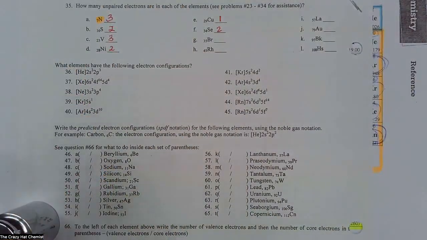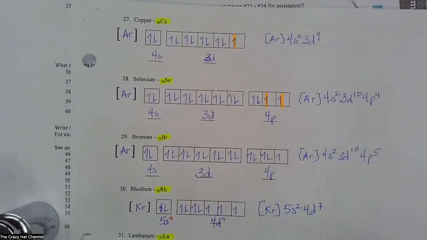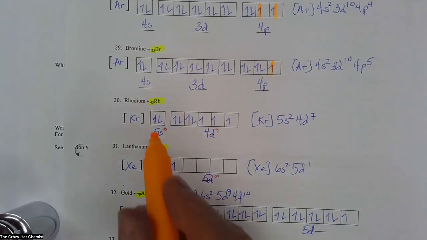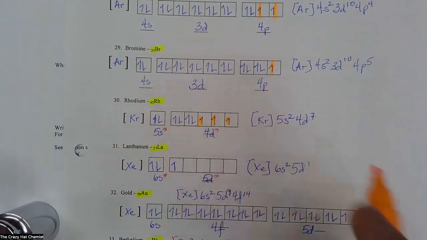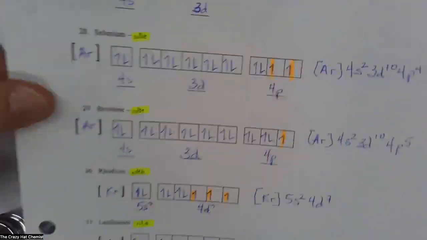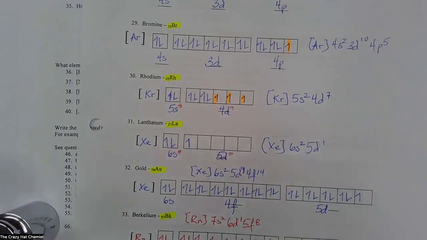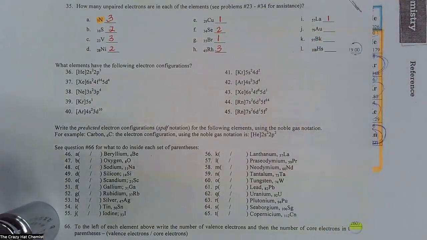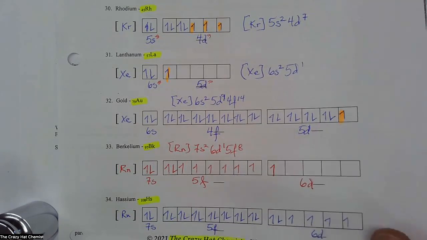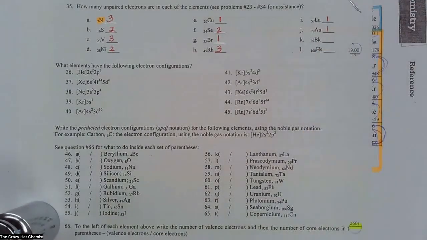Okay, and then let's continue on this little journey. How many unpaired electrons in bromine? 1 unpaired electron in bromine. How many unpaired electrons in rhodium? 1, 2, and 3. So there are 3 unpaired electrons in rhodium. How many unpaired electrons in lanthanum? 1 unpaired electron in lanthanum. That's 1. How many unpaired electrons in gold? 1 unpaired electron in gold.